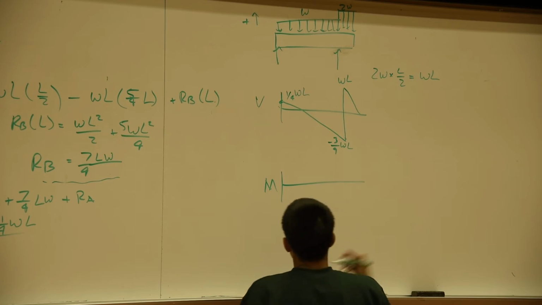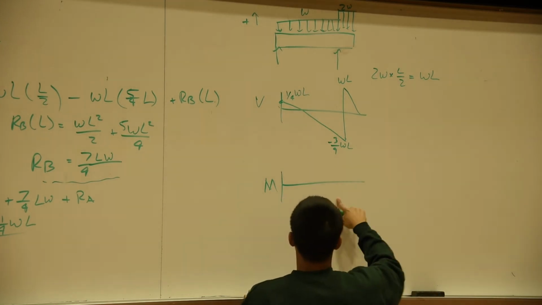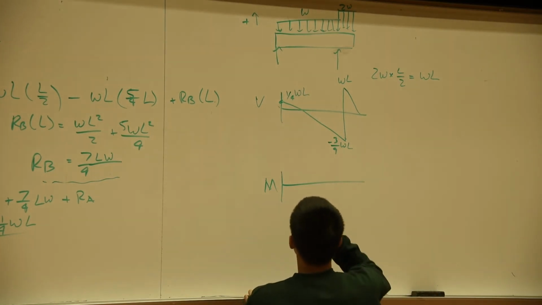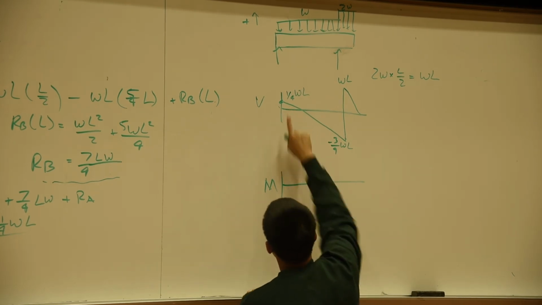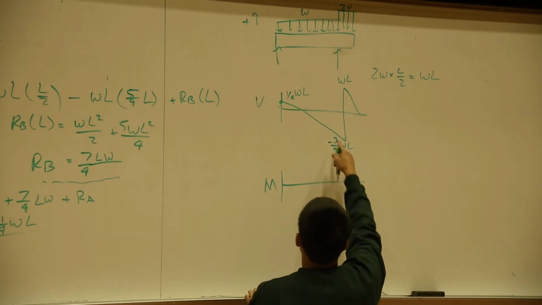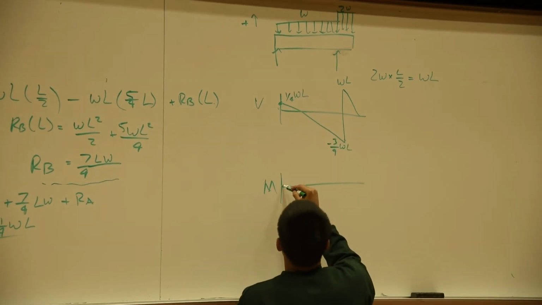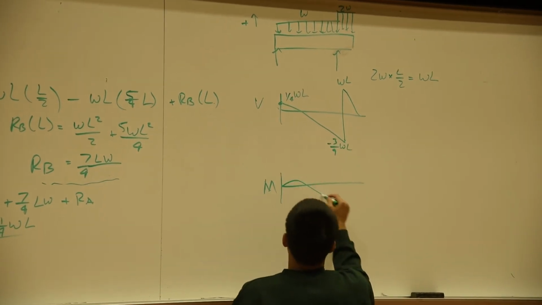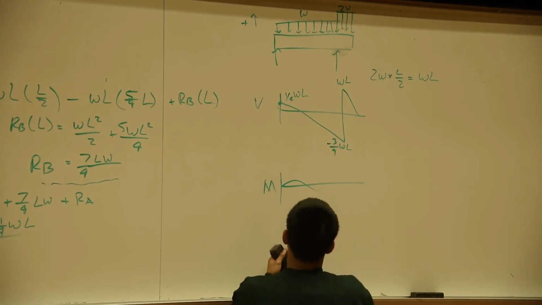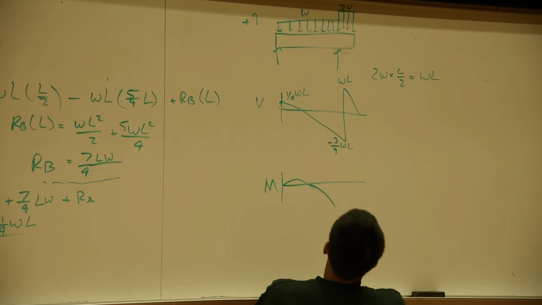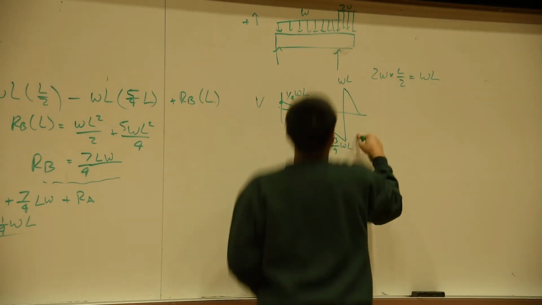You know there's no initial moment because there's no wall, there's no moment being applied, so your initial moment is 0. It starts at a positive slope temporarily, and then it starts to get more and more negative. Yeah, it should get steeper as you go. And then it concaves up.